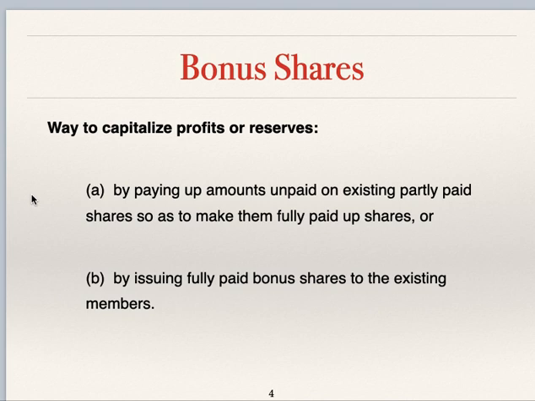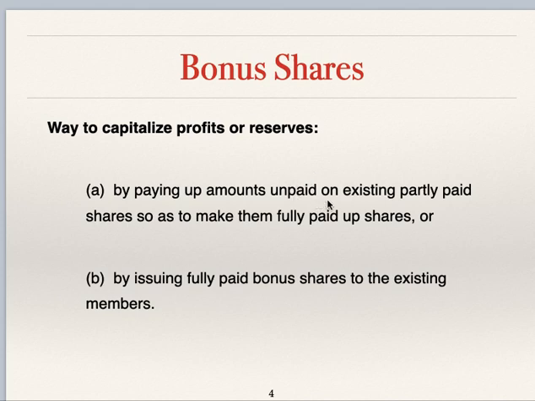Bonus shares can be in 2 ways. Sometimes the company can make partly paid shares fully paid, or some of the calls are considered as paid even if the shareholders are not asked to pay. So this is by giving a bonus. Or the company can issue fully paid bonus shares to existing shareholders. This is a way to capitalize profits or reserves. First way is by paying up the amount unpaid on existing partly paid shares so as to make them fully paid up shares, or by issuing fully paid bonus shares to the existing members.